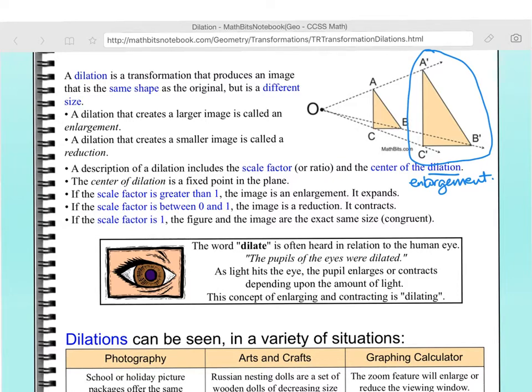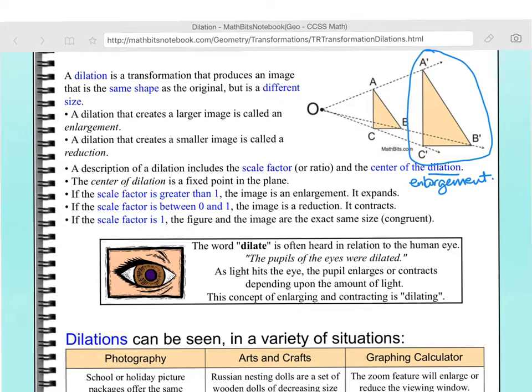If the scale factor is greater than 1, then the image is an enlargement. It expands, it gets bigger. If the scale factor is between 0 and 1, the image is a reduction. It contracts. If the scale factor is 1, the figure and the image are the exact same size.